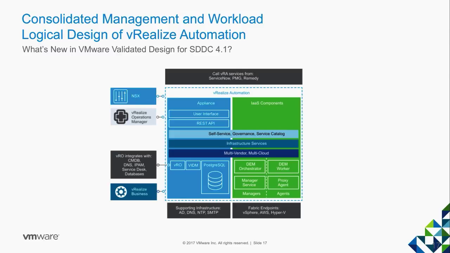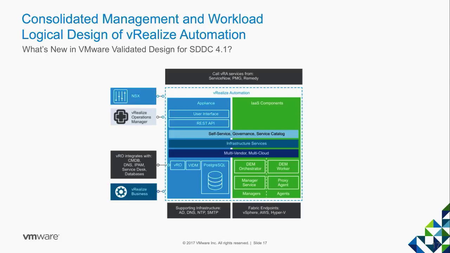Automation. We also had some other components called the IaaS, or infrastructure as a service components, that run on Windows boxes. Those are things like the distributed execution managers, distributed execution workers and orchestrators, the IaaS manager servers, proxy agents, etc. They kind of run separately, and it was in the distributed management workload two-pod architecture. There's lots of them, right? Everything's a completely highly available design.